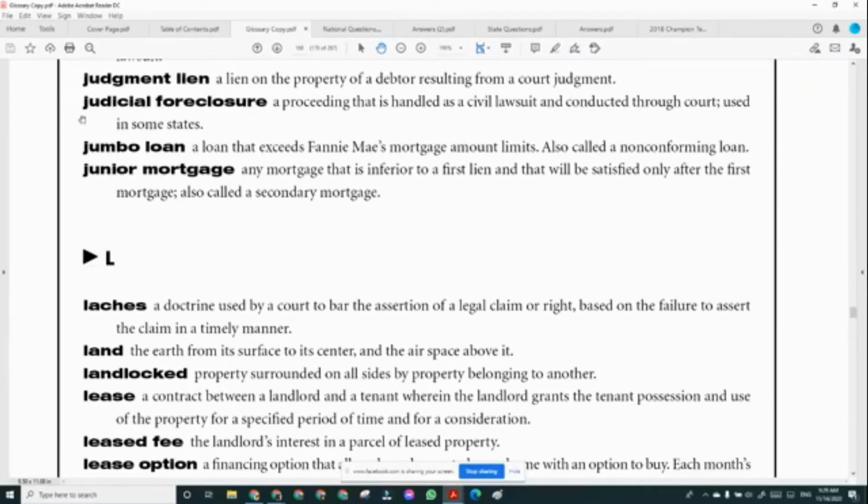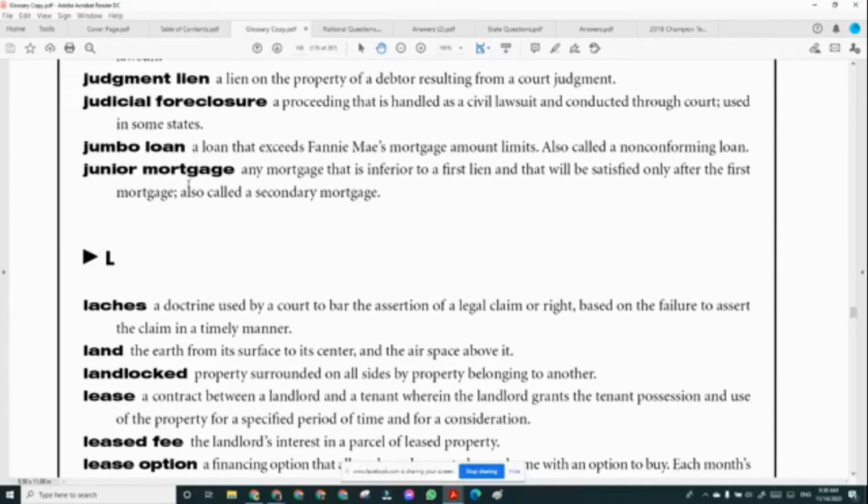Jumbo loan. Jumbo, right, big. A loan that exceeds Fannie Mae's mortgage amount limits, also called a non-conforming loan. The amount of these jumbo loans has increased through the years. Okay, so there's a limit as to the amount a jumbo loan can be. So that is a loan that exceeds Fannie Mae's mortgage amount limits. Non-conforming loans.